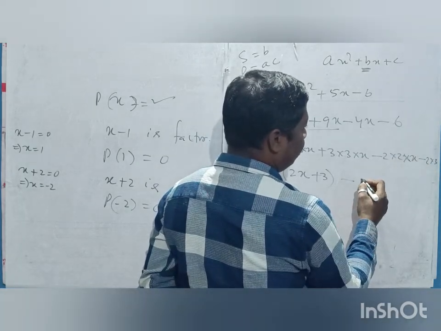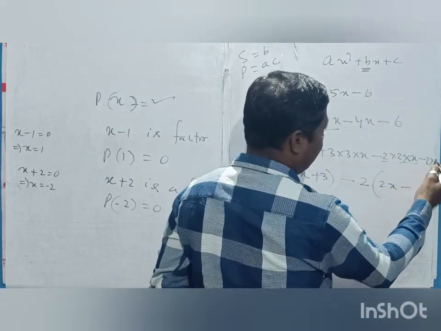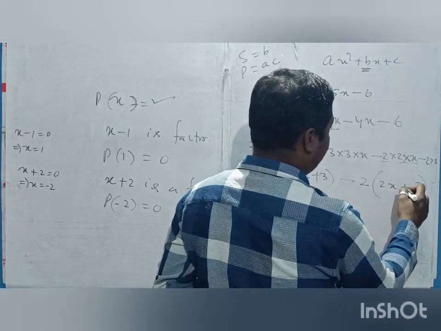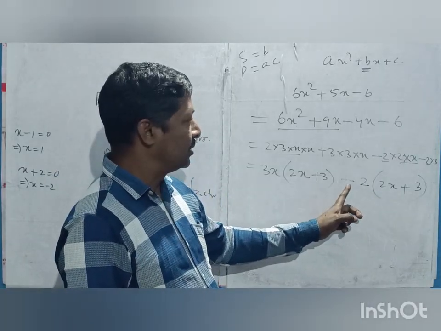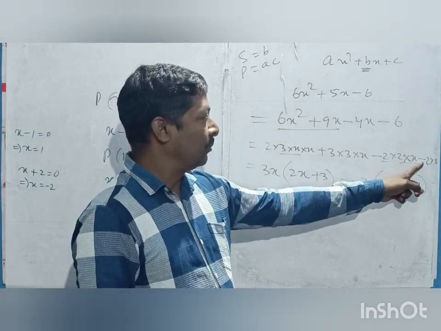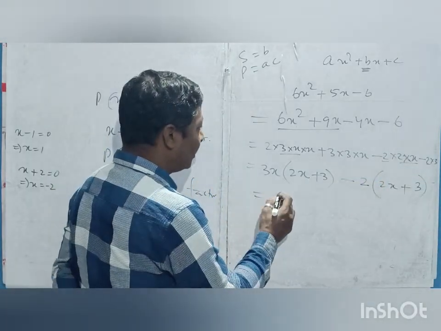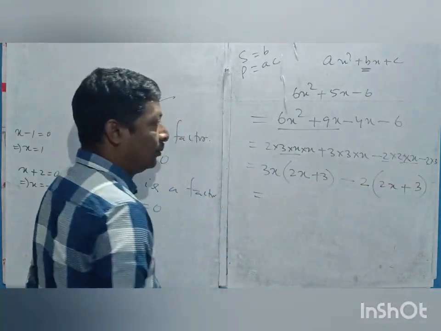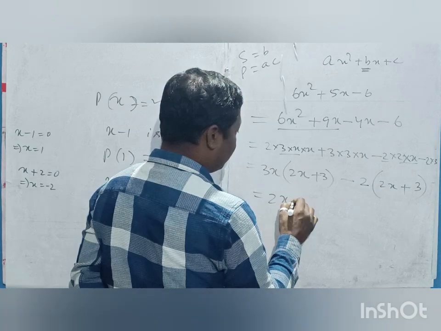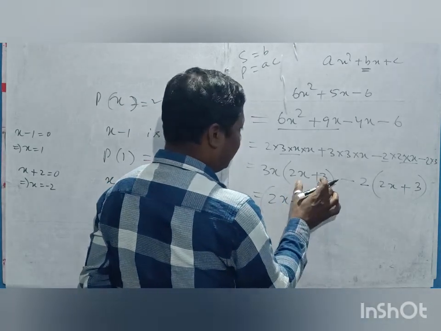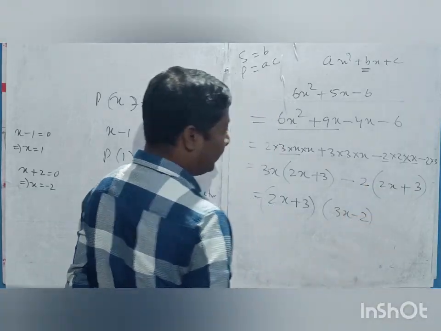2 is common. If 2 is common, what will be the remaining here? 2x. Here the remaining is 3, plus 3, because minus is taken common here; after taking minus common, it will be plus. So from these two parts, what will be common? 2x plus 3 is common. After taking 2x plus 3, what will be the remaining? 3x here, and minus 2 here.